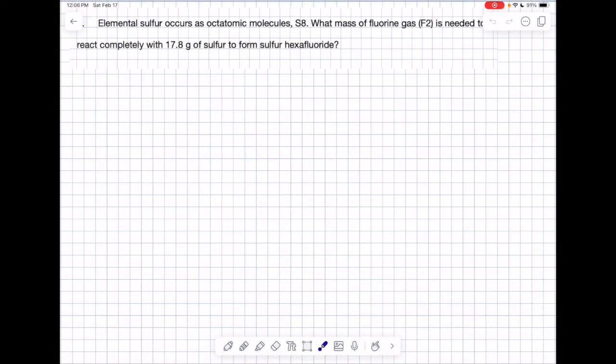Hey folks, in this video we're going to look at a problem where we are reacting elemental sulfur, which is indicated here comes as S8 octatomic, meaning there are 8 sulfur atoms in the molecule, which we'll write that way, and reacting with fluorine, which is a diatomic molecule in nature, to form sulfur hexafluoride. Sulfur hexafluoride means we have 6 fluorines in this particular molecule. So that is our reaction.